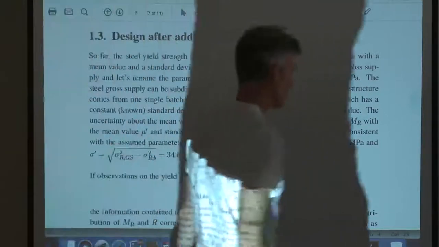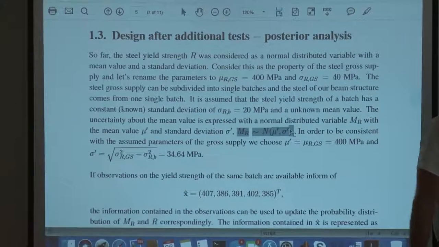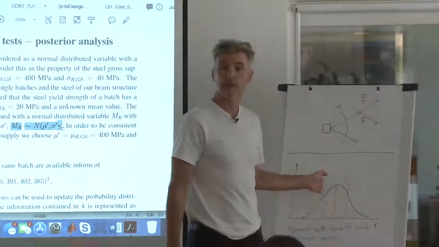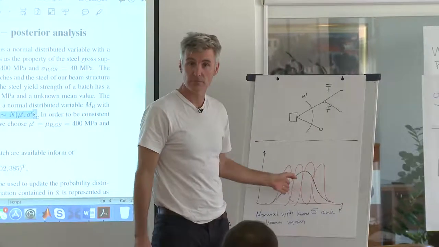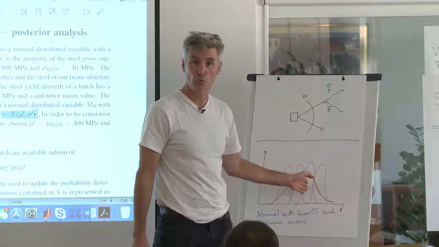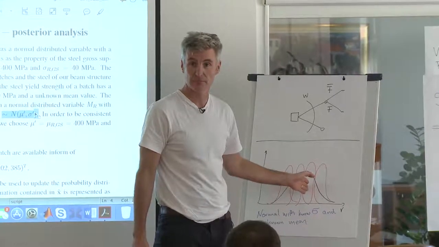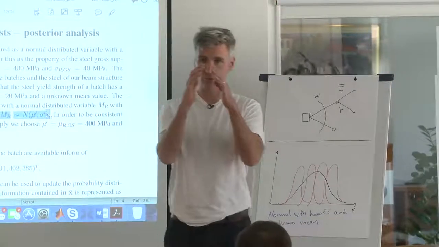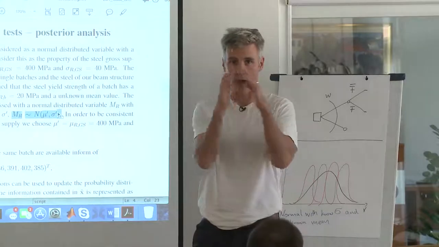So we have the red curves with a constant standard deviation of 20 megapascal, but we are not sure about the mean. And the mean value also follows a normal distribution with a mean value of mu prime and a standard deviation of sigma prime. So it's a distribution with a constant standard deviation and an uncertain mean. We are not certain where we are, right?